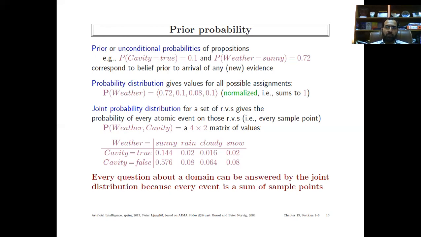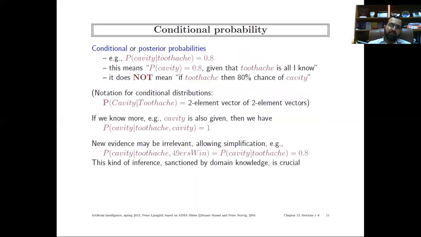Every question about a domain can be answered by the joint distribution, because every event is a sum of sample points. So whatever query is related to it can be answered. If we are talking about the matrix here for weather and cavity, you can have values. For example, when cavity is true and it is sunny, the value will be 0.144. In the case of rainy, it can be 0.02. Similarly, it can be 0.016 for the case of cloudy, and so on. So this is the concept of prior probability, which is unconditional.